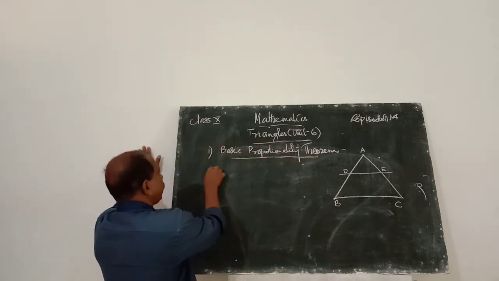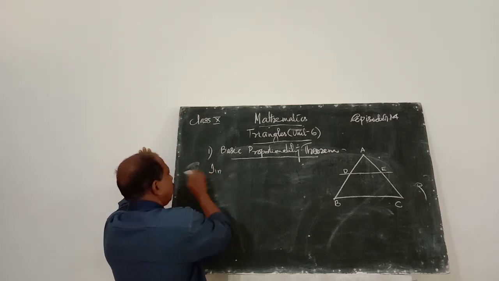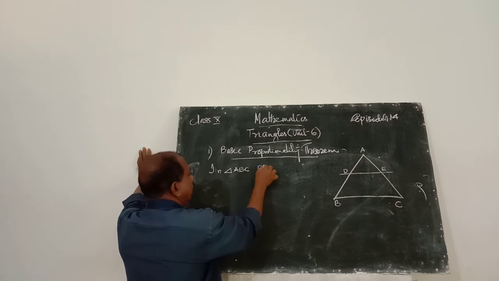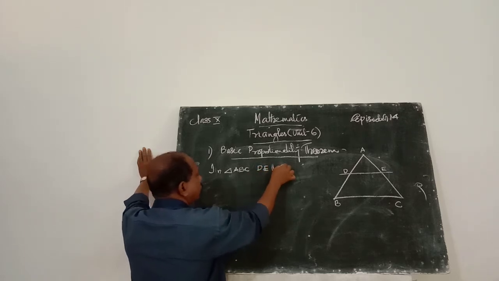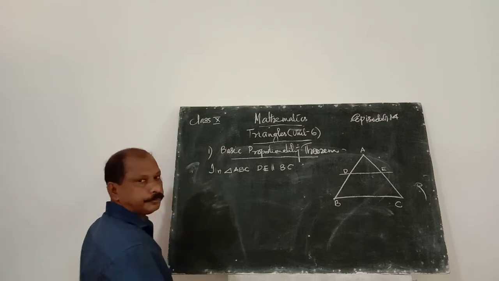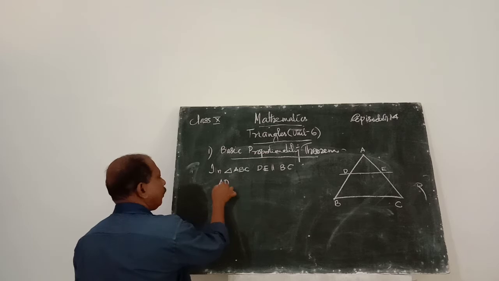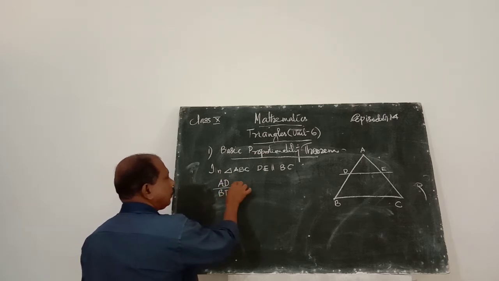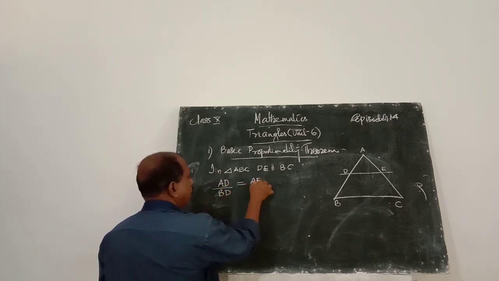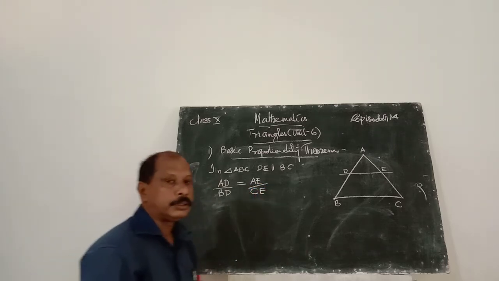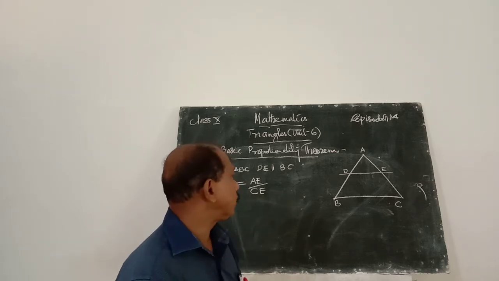That means, here, number 1: in triangle ABC, DE is parallel to the third side BC. Therefore, AD by BD is equal to AE by CE. This is known as the basic proportionality theorem of the triangle.